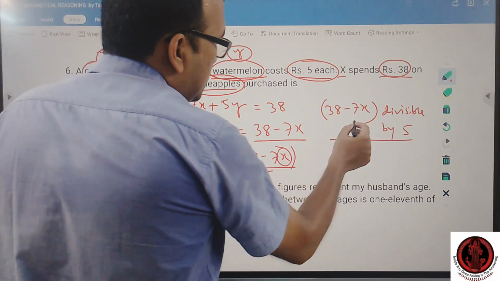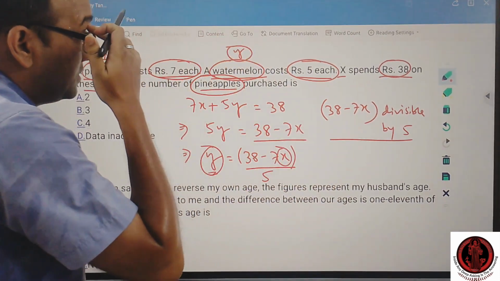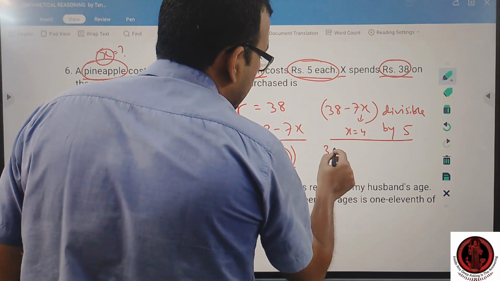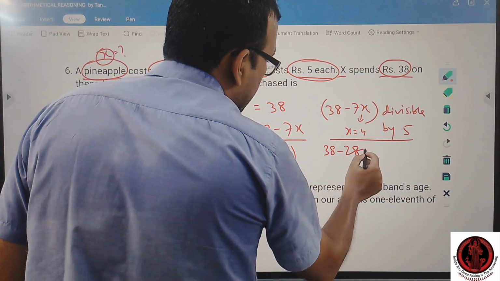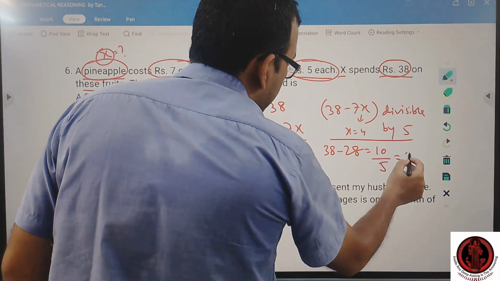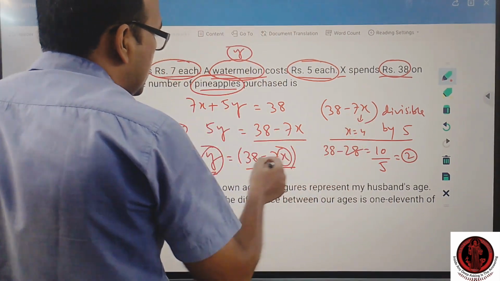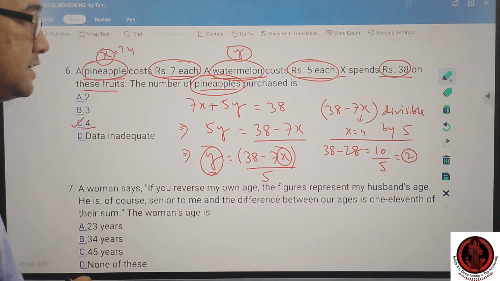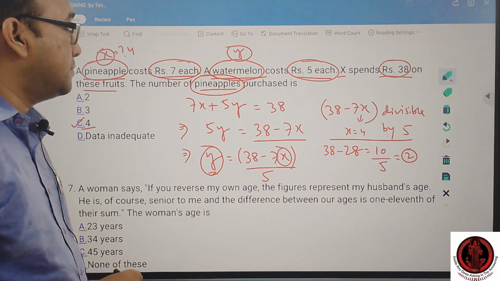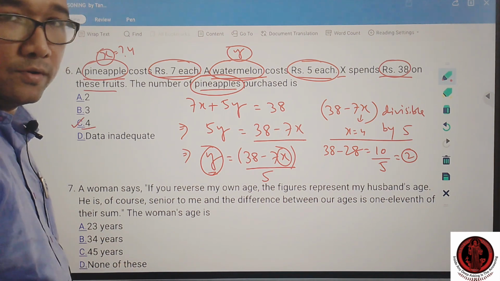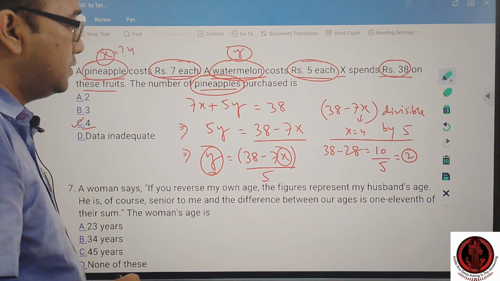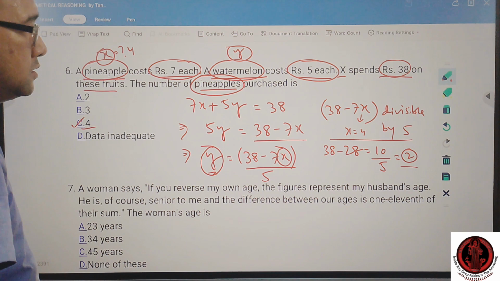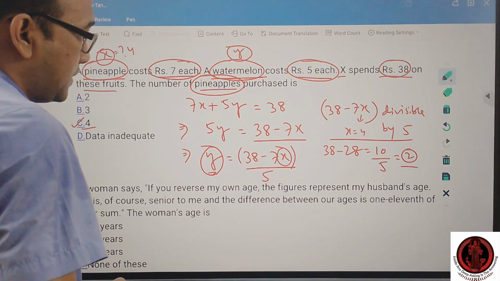Now for what value of x is 38 minus 7x divisible by 5? If x is 4, then 38 minus 7 4s are 28, that is 10. 10 is divisible by 5. So x is 4. That you have to find out. So the answer is option C. The number of pineapples is 4. If you want to find the value of y, that is 2. So the number of watermelons is 2.